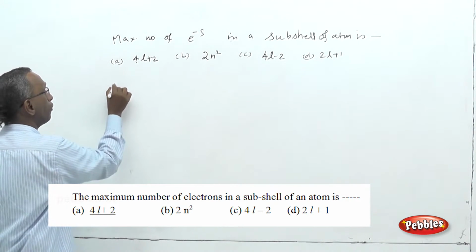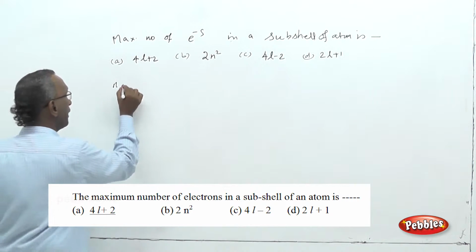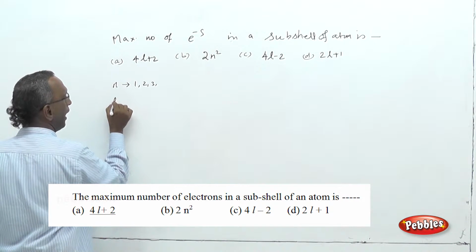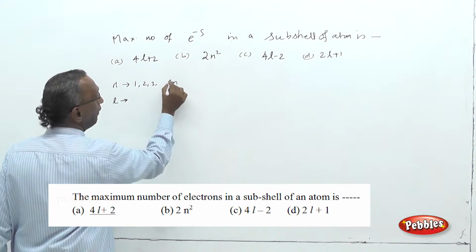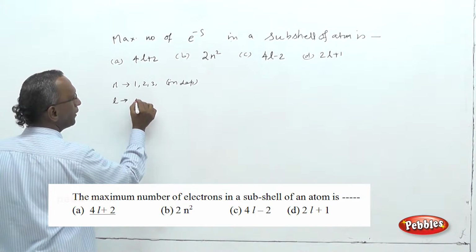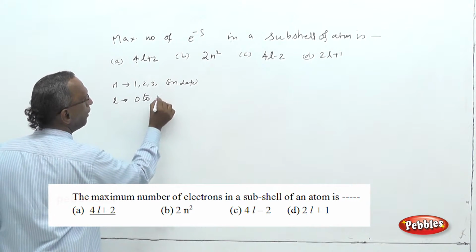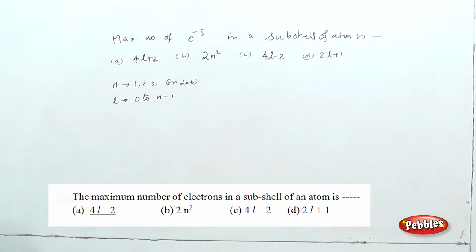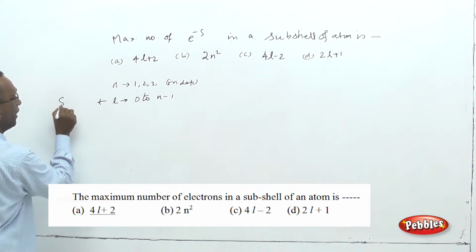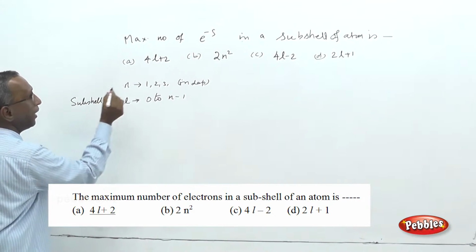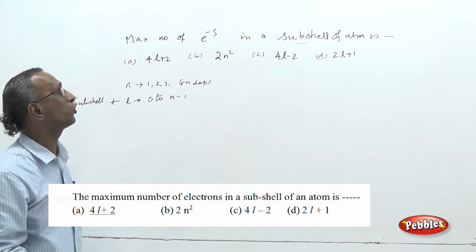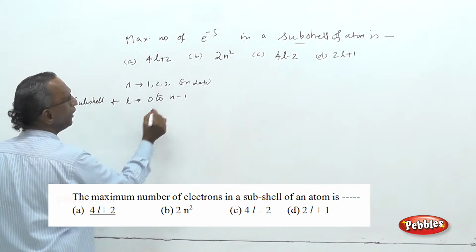Here n is the principal quantum number we have seen. So n can take values of natural numbers 1, 2, 3 like that. n is the independent variable. Then l is the azimuthal quantum number. l takes the values 0 to n minus 1. Here l represents the subshell. We have already seen that the azimuthal quantum number is a measure of the subshell in which it is present.